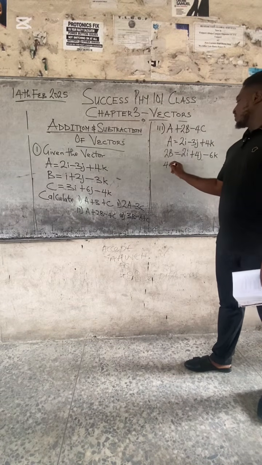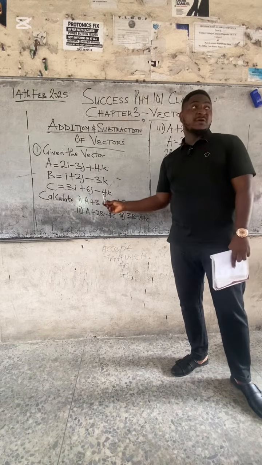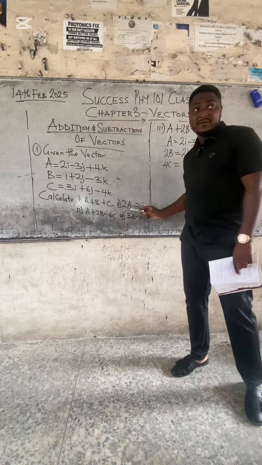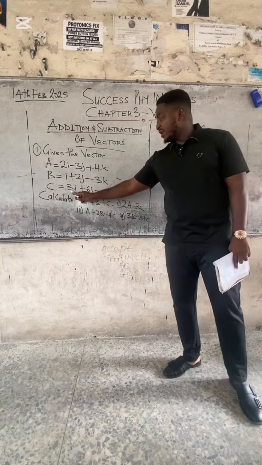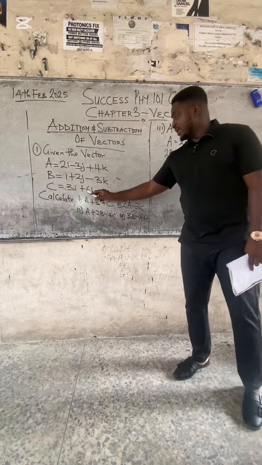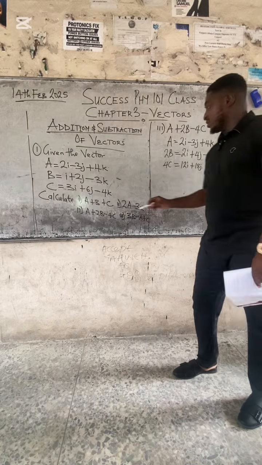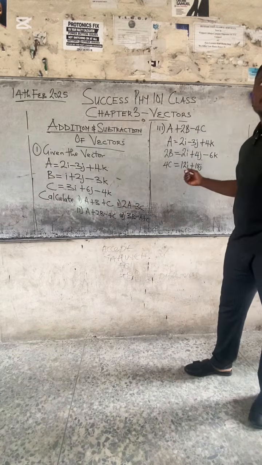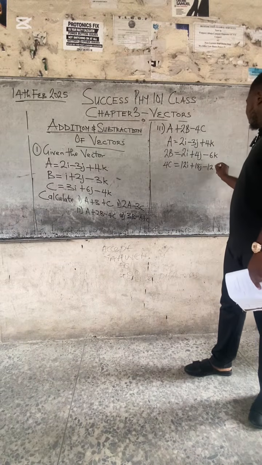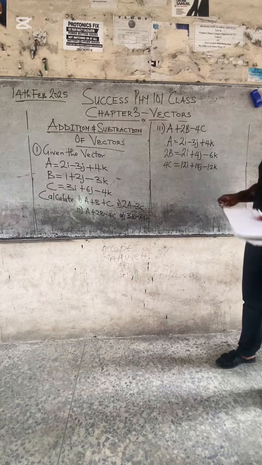Minus 4c. Who is c? 3i plus 6j minus 4k. To get 4c, multiply c by 4. So let's start multiplying c by 4. 3 times 4, 12i. 3 times 6, 18j. 3 times minus 4? 3 times 4 is 12, but there's a minus, that's minus 12k.